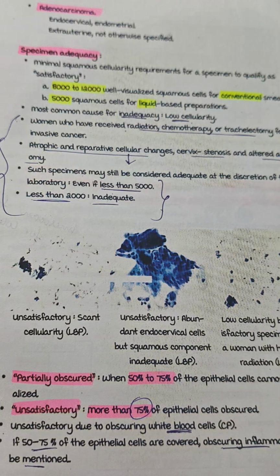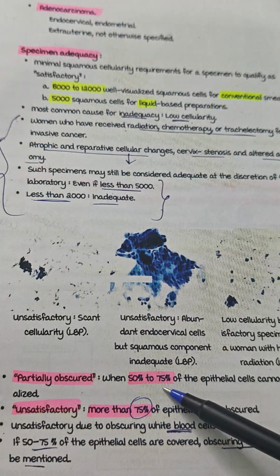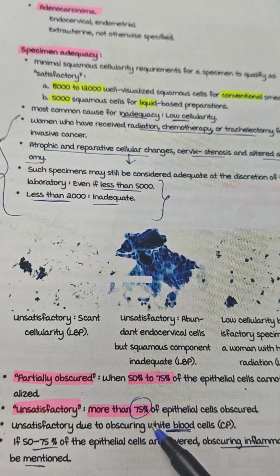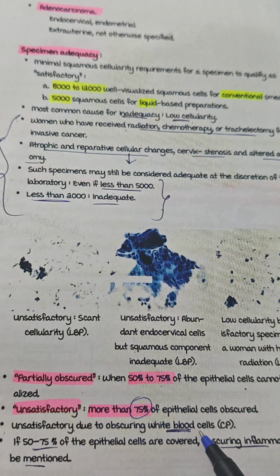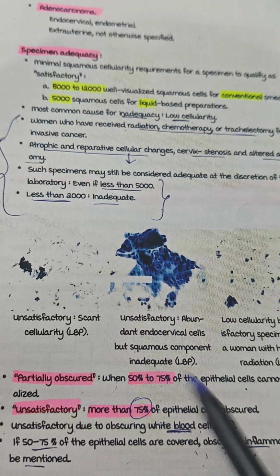Now we have to mention whether the specimen is partially obscured or completely obscured or well visualized. So partially obscured is when 50 to 75% of the epithelial cells cannot be visualized, and if more than 75% of epithelial cells are obscured, then this is unsatisfactory. It could be due to WBCs or inflammation. So if 50 to 75% of the epithelial cells are covered, that is partially obscured, then we have to mention the cause of obscuring the specimen. It could be blood or inflammation.